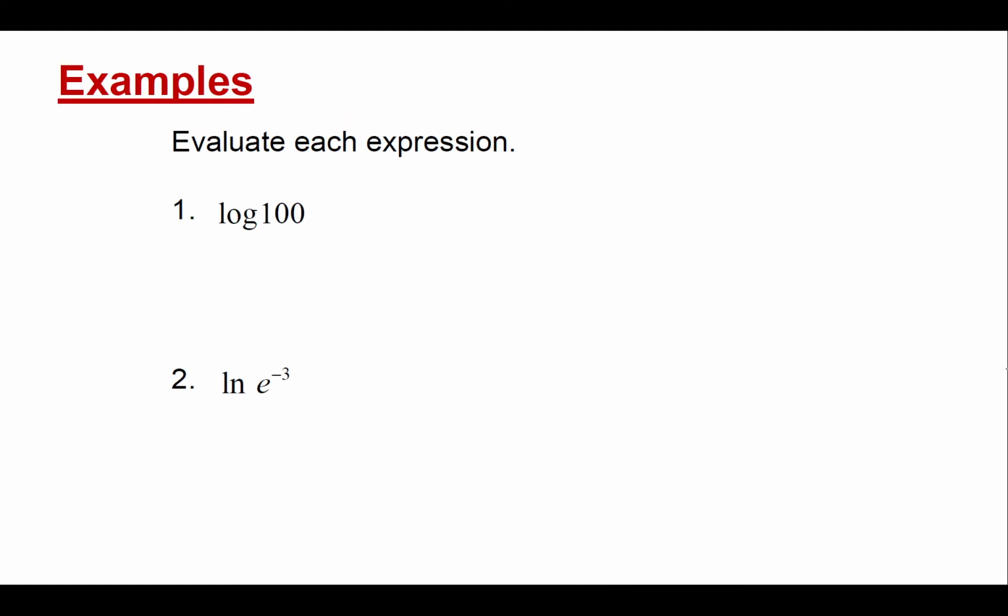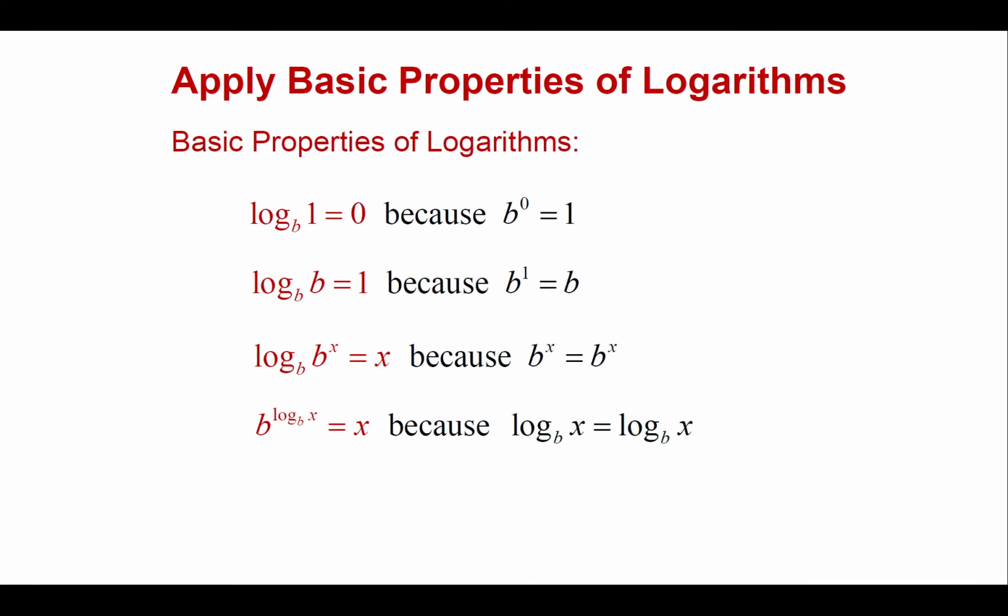Okay, so what is the value of log 100? There are two ways to find it. One, you can use your calculator, or you can write it down like this: log base 10 of 10 squared, which is actually 2. This one, ln of e to the power -3, is equal to -3. The reason for that is, I'm going to give you that reason. These are the basic properties of the log function.